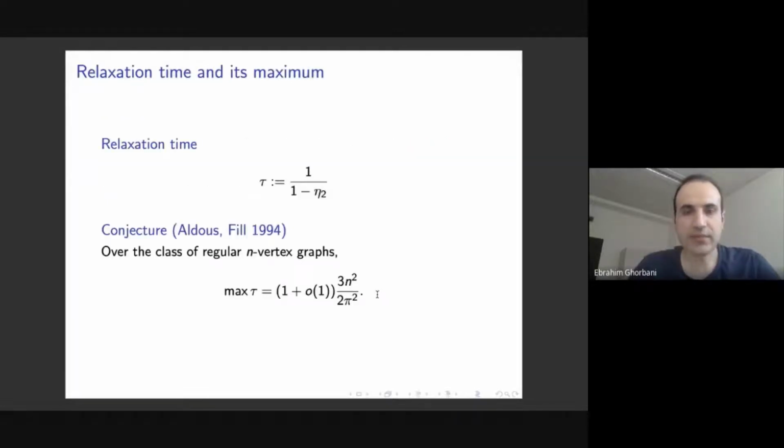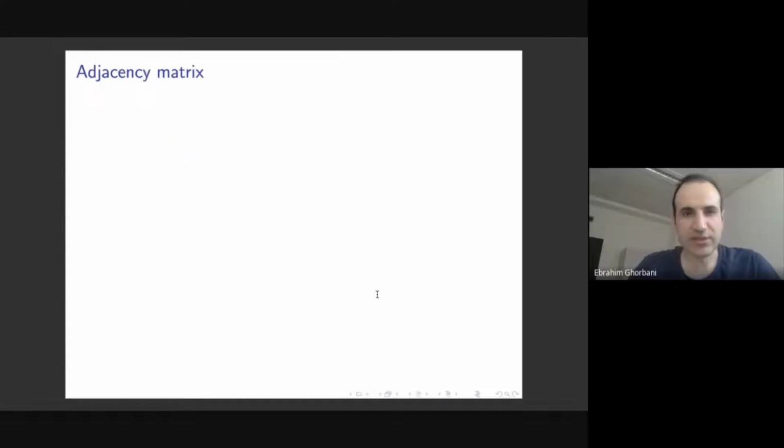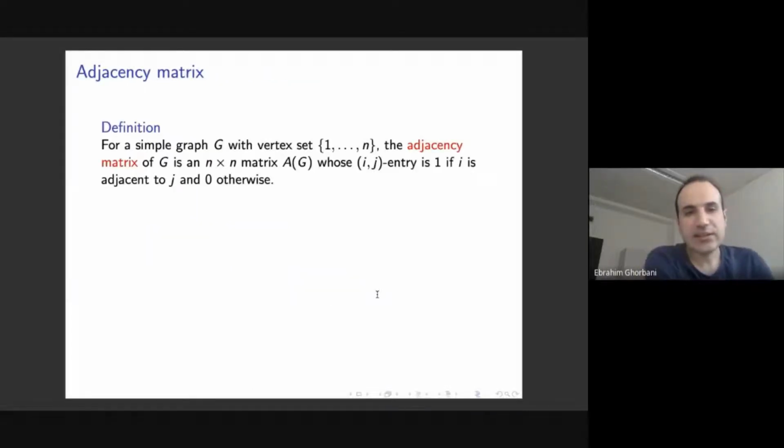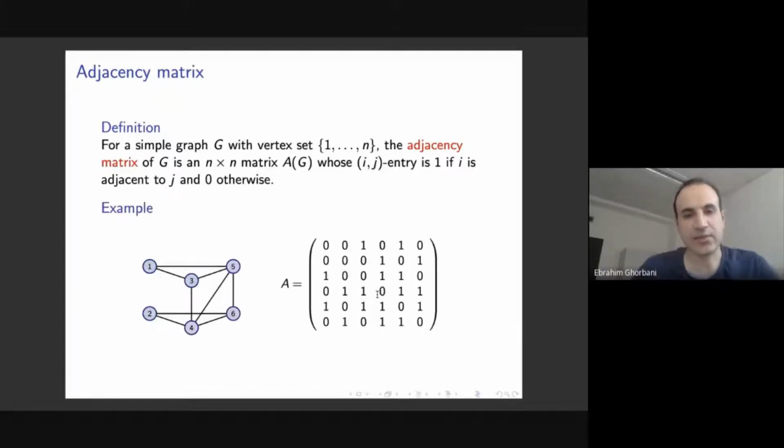So let me just recall adjacency matrices and Laplacian matrices of graphs, and then we come back to this conjecture and give another equivalent form of it in terms of the eigenvalues of the Laplacian matrix. So the adjacency matrix, just to recall, for a graph with vertices 1 up to n, is the n by n matrix where the ij entry is 1 if i and j are adjacent and 0 otherwise. Again, for our example, here is its adjacency matrix.